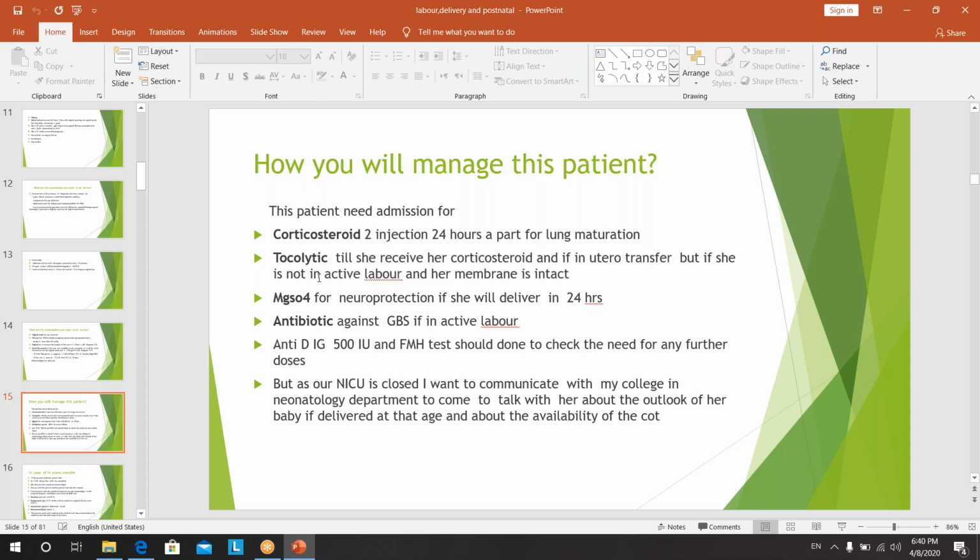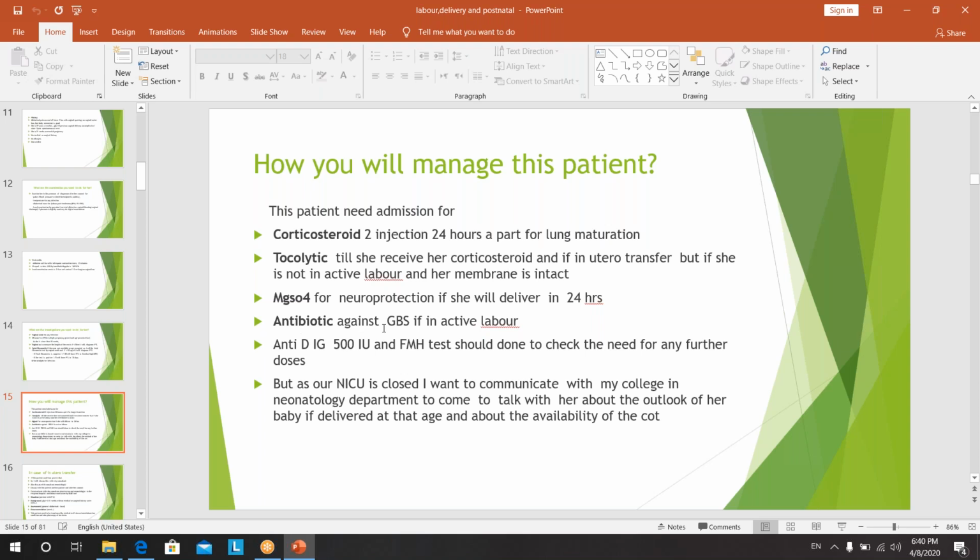So I will give magnesium sulfate for neuroprotection if the patient is not in active labor and the membranes are intact, and she will deliver within 24 hours. This is the opposite of the tocolytic. If the patient is in active labor, I will not give her a tocolytic and I will give her magnesium sulfate, and vice versa. If she is not in active labor, I will give her the tocolytic and I will not give her the magnesium sulfate.